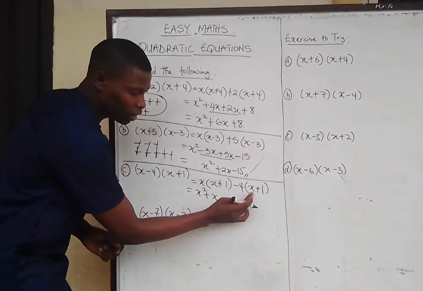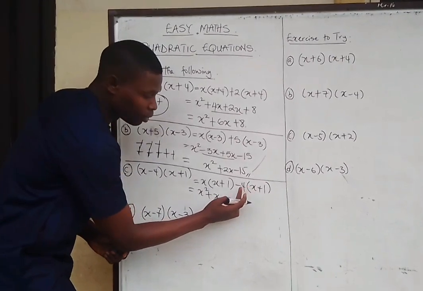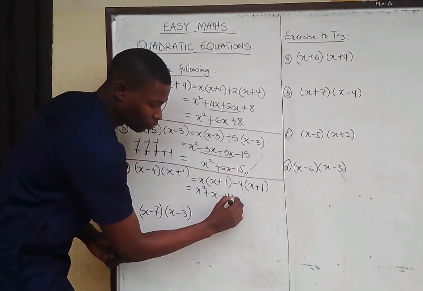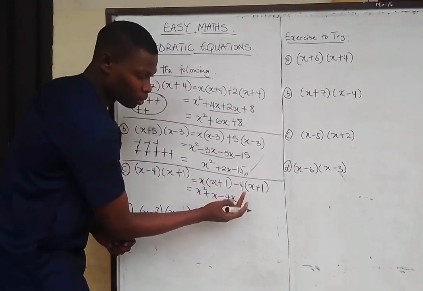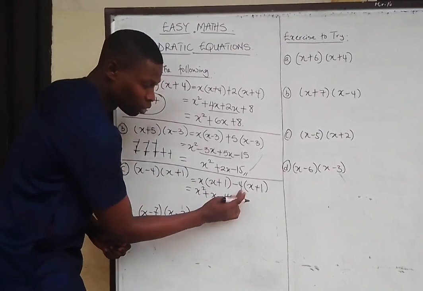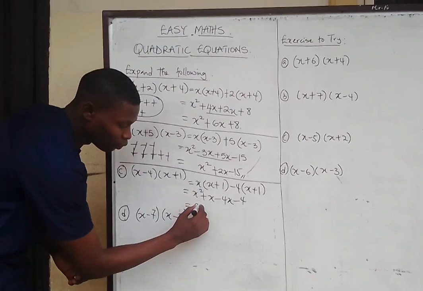We move to this now. Minus 4 times x. Minus is here, plus is here. Minus plus will give us minus. 4 times x will give us what? 4x. Minus 4 times plus 1. Minus plus will give us minus. 4 times 1 will give us what? 4.